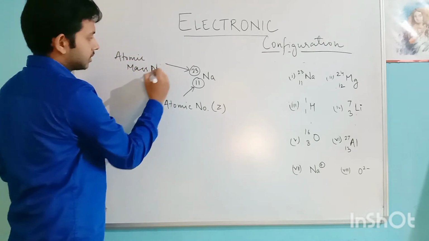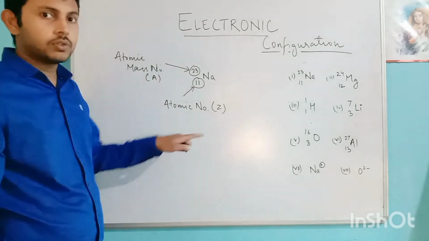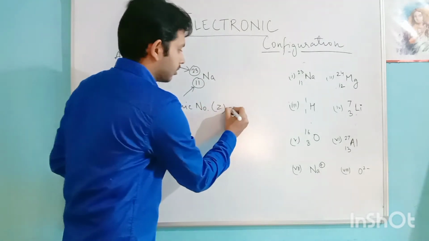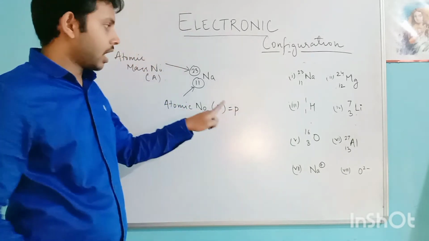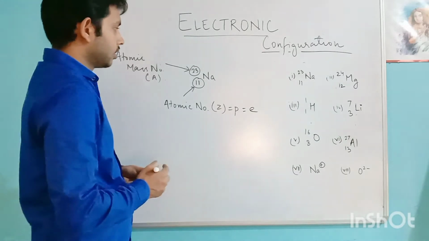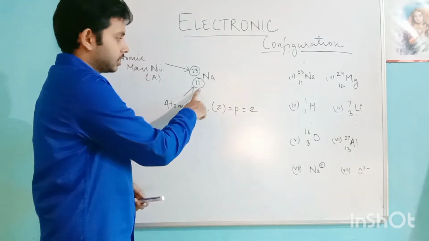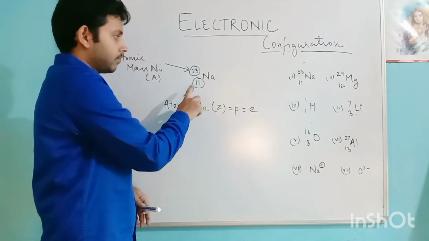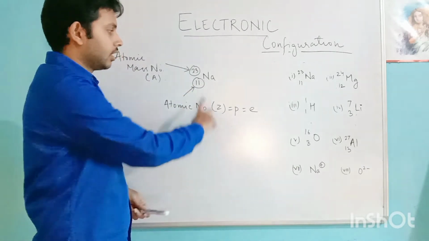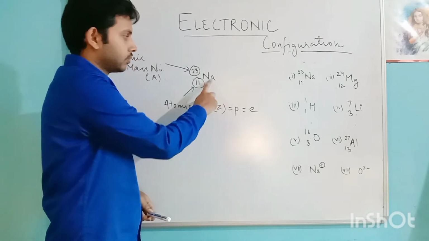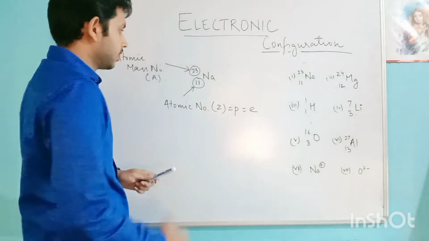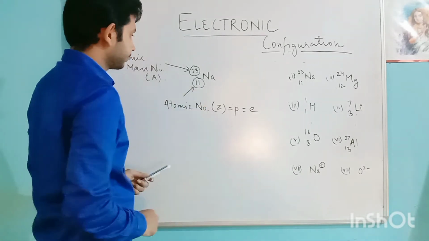And the symbol is A. So, atomic number is equal to the number of protons and number of electrons present in it. Okay, so we have to take this number, the smaller one, the atomic number, because if the atomic number of sodium is 11, that means the number of protons in sodium is 11 and the number of electrons in sodium is also 11. So we will take this number.